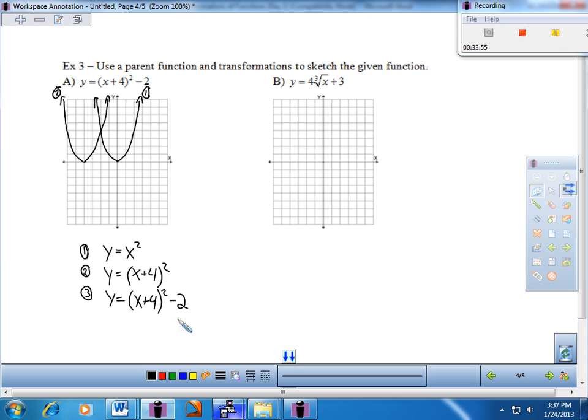And I'm hoping you would all agree that just tells me to go down 2. So this is not going to be perfect, but I'll do my best here. Let's go down 2, and it should look something like this right here. And let's just put a little 3 on that. And so left 4, down 2 from the original.